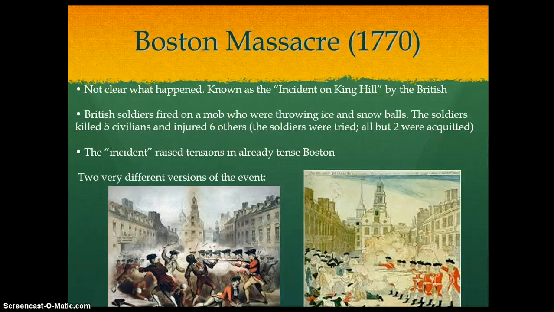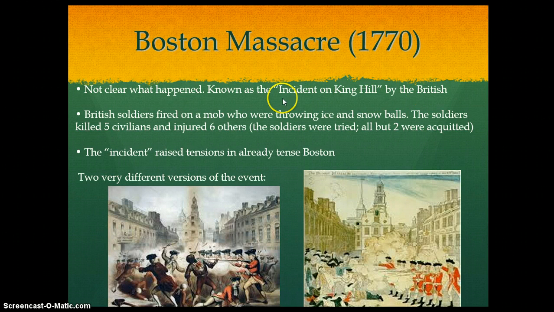So within a pretty short period of time after that is the Boston Massacre. Now, it's known to Americans as the Boston Massacre, but it should be noted that this was also known as the incident on King Street by the British. So obviously there are very different interpretations of what happened. There's a lot of witness testimony, but still it is not clear exactly what happened.